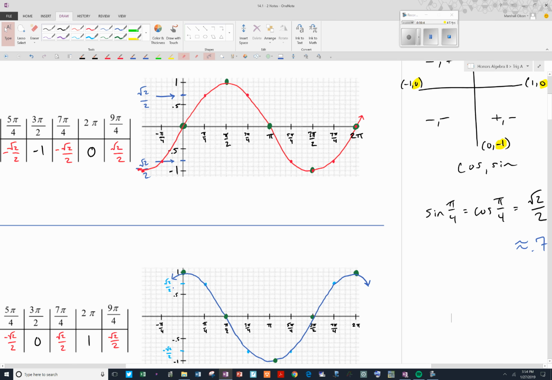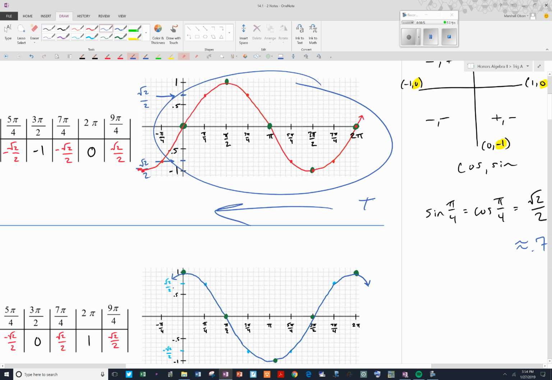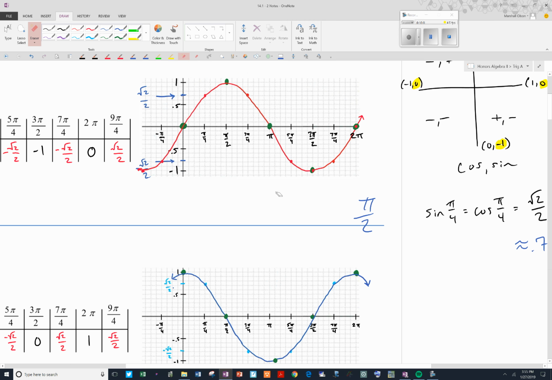They should look like if I pulled one of these graphs left or right, it would look exactly like the other one. In fact, the amount that I would have to pull one left or right would be π/2. For example, if I took this graph right here and shifted it left π/2, it would look just like that cosine graph. If I took the cosine graph and shifted it right π/2, it would look just like that red sine graph up above. That's kind of important.